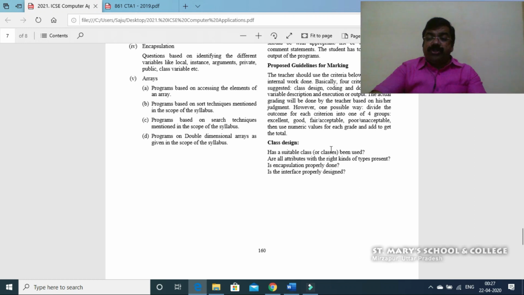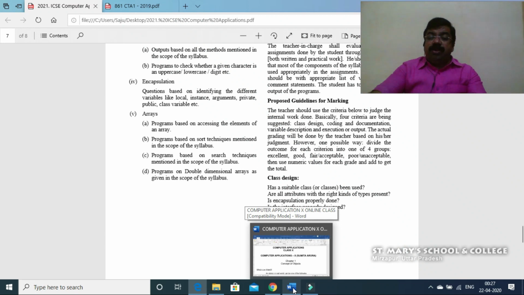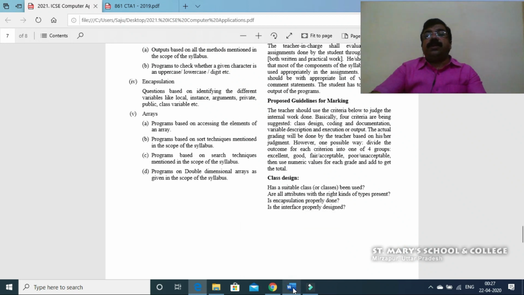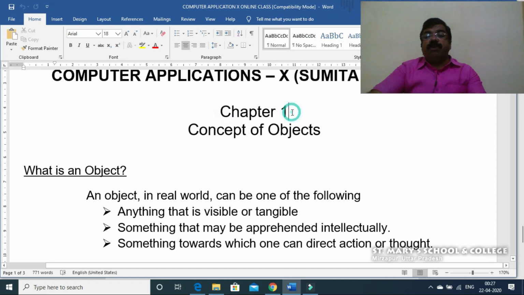You can download the same thing from the ICSE website, www.cisce.org. We will begin our portions with the revision of the class 9th syllabus. The paper's name is Computer Applications. The textbook which is preferred for you is Computer Applications, written by Sumita Arora. Try to get this book. Let's proceed to chapter number 1.